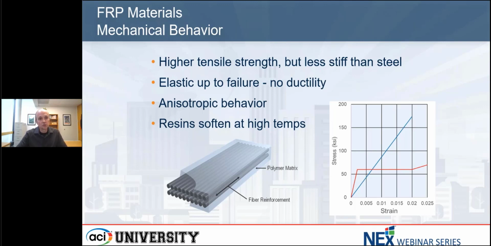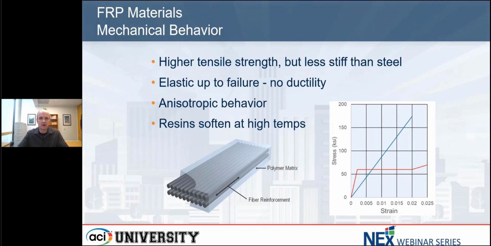So the first and foremost being just general tensile properties. How do these behave in tension? And in tension, these materials are very high strength. Generally speaking, they are multiples of the strength of steel. They are 2, 3, 4, 5 times stronger than steel, depending on the materials we're talking about.